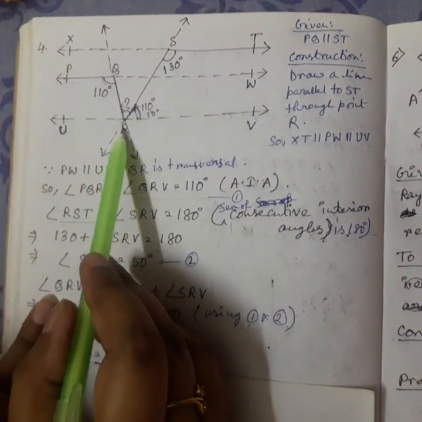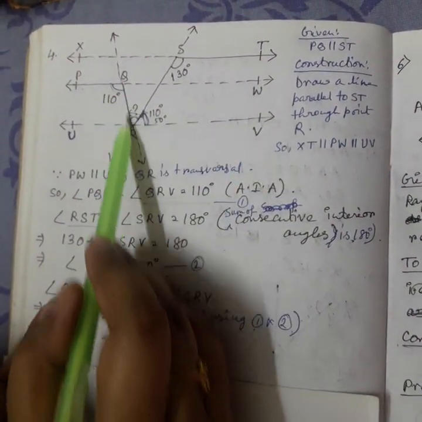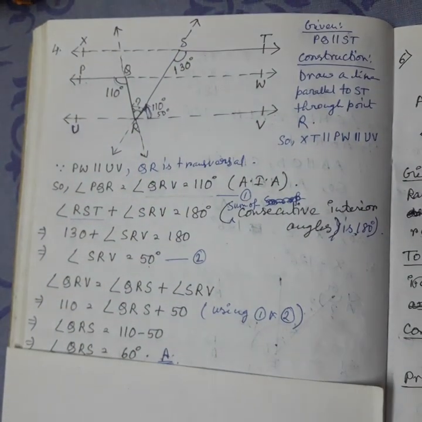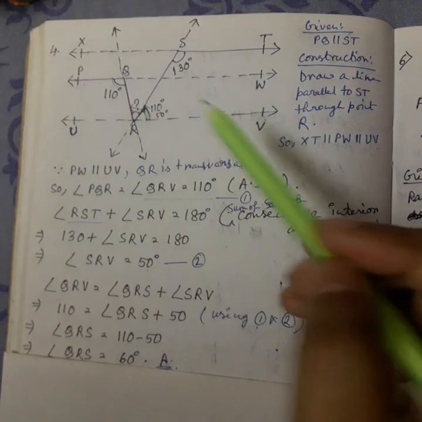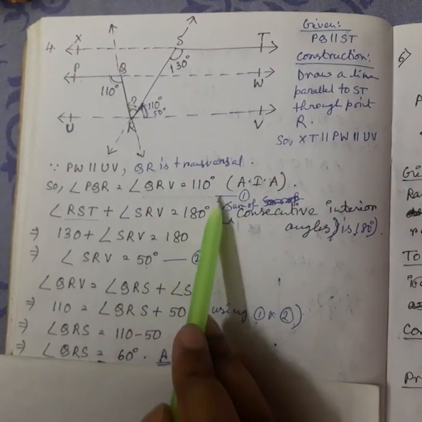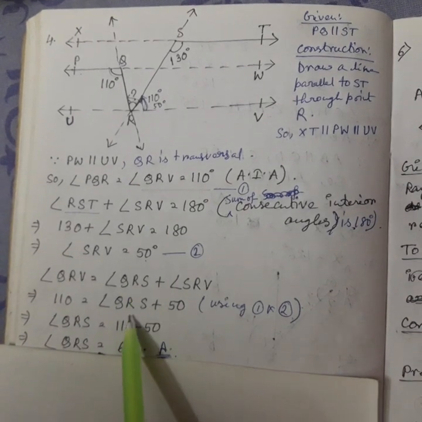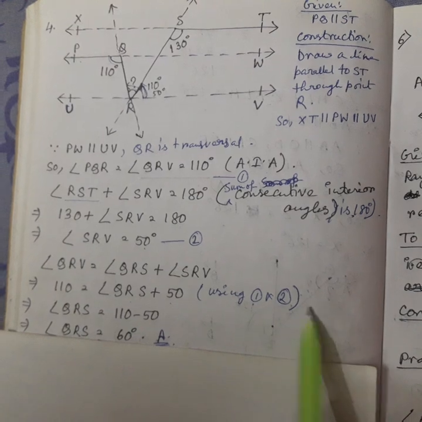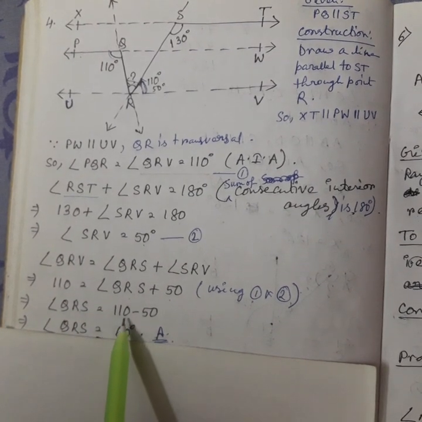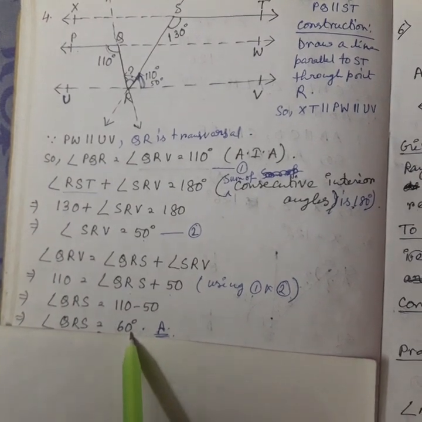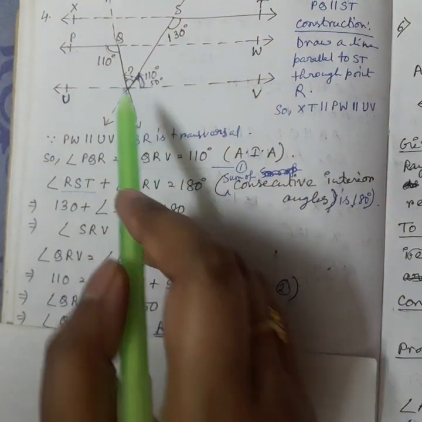Now QRV, this angle QRV means QRS plus SRV. So QRV means what? 110 degree. Using 1 we have got, and QRS we will keep it as same, and SRV is 50 degree. So using 1 and 2, angle QRS is coming 110 minus 50. So angle QRS is equal to 60 degree. That angle you have to find. So 60 degree it's coming.